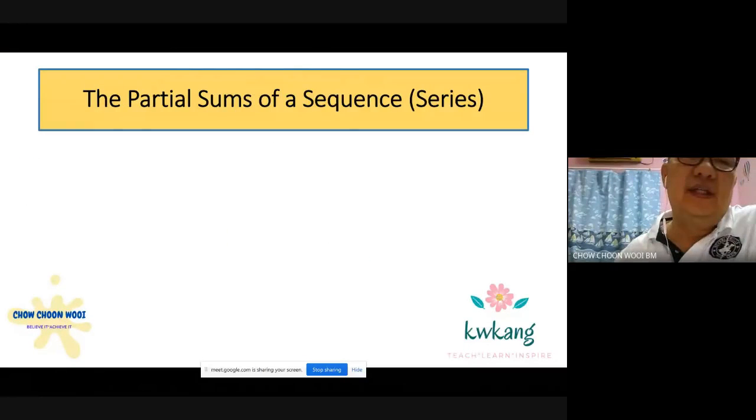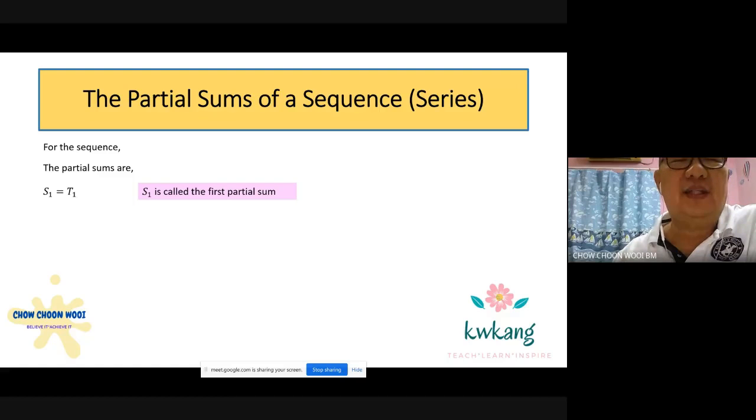Okay. So the partial sums of a sequence. For the sequence, the partial sums are: S1 is equal to T1. S1 is called the first partial sum. S2 is equal to the sum of the first two terms, which is T1 plus T2. S2 is called the second partial sum.